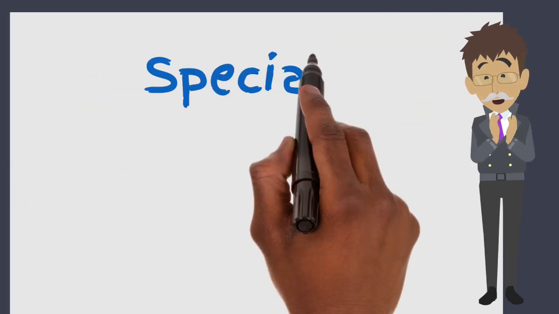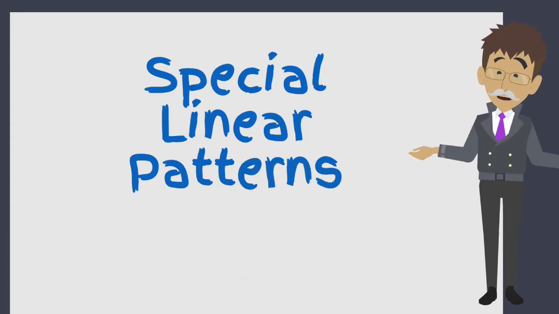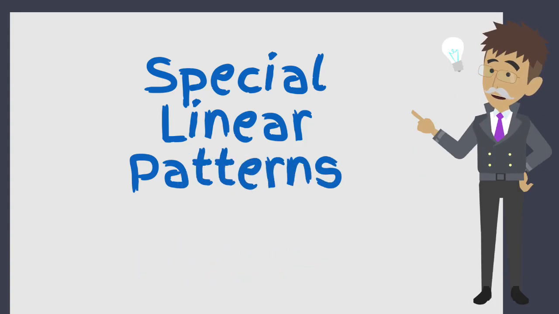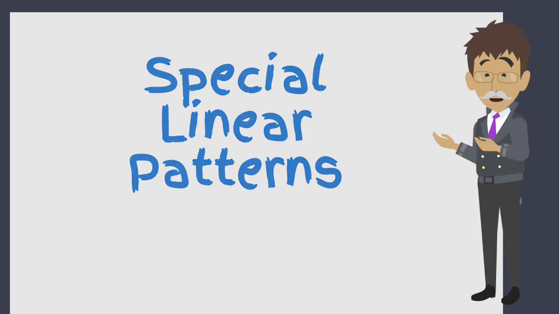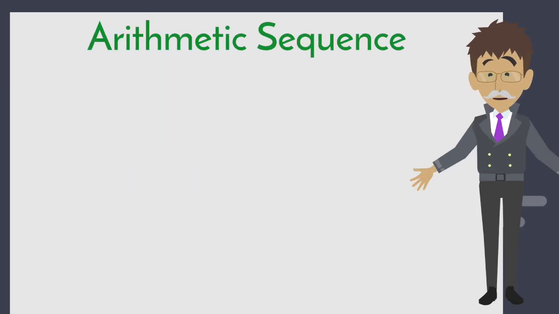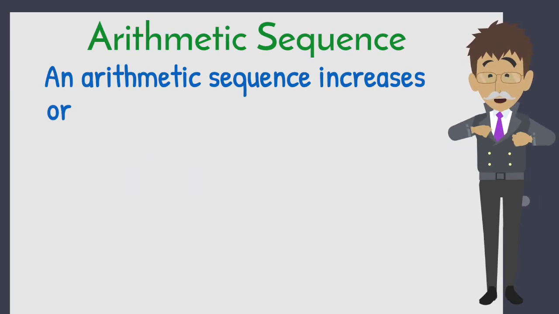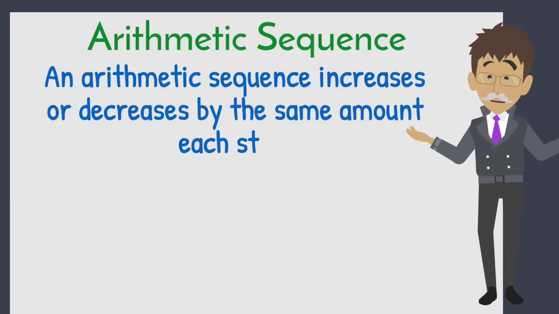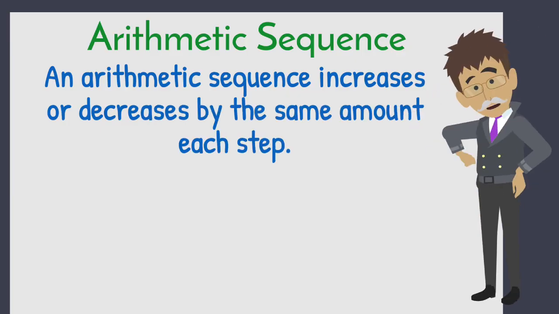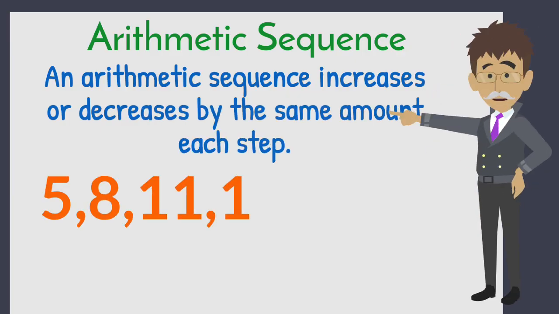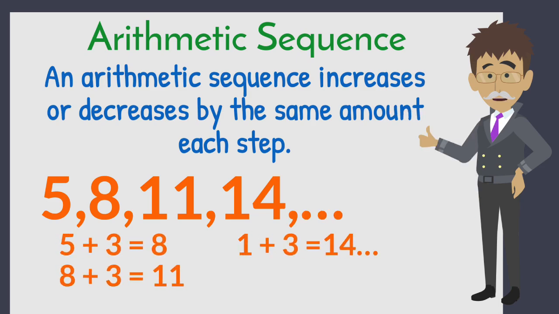Some linear relationships appear as sequences instead of graphs. These help show linear patterns in situations that change step by step. Arithmetic sequence. An arithmetic sequence increases or decreases by the same amount each step. For example, take the sequence 5, 8, 11, 14. We are adding 3 each time.